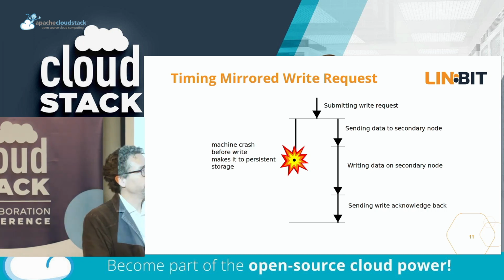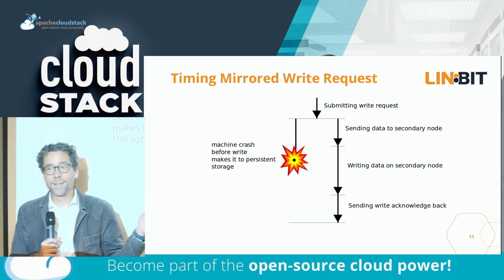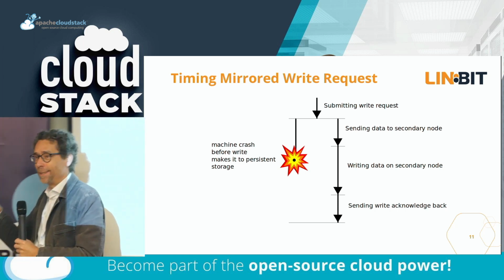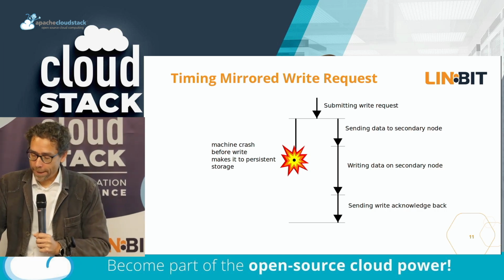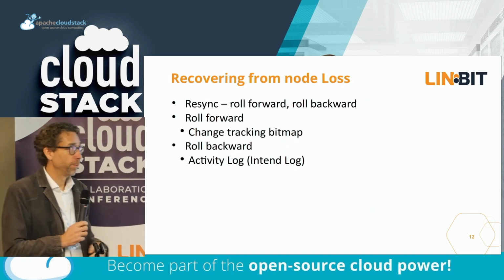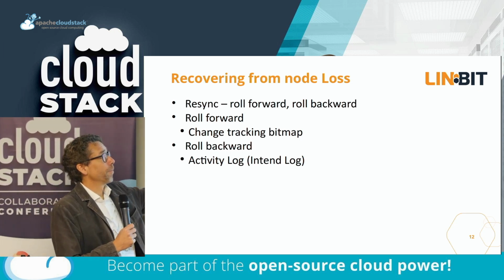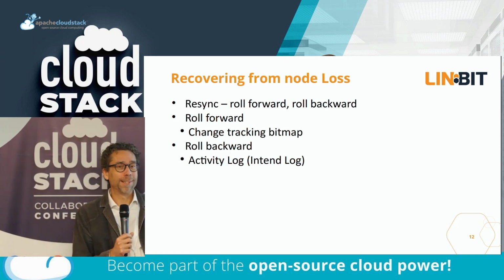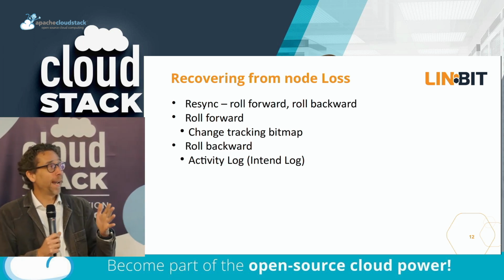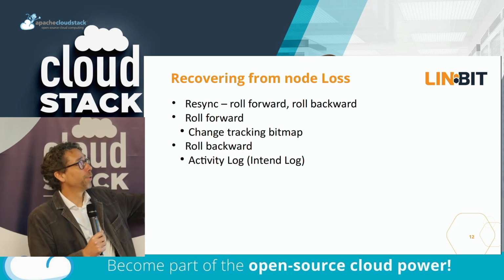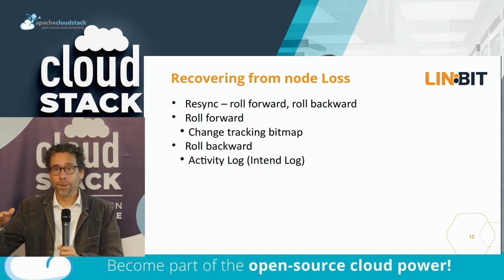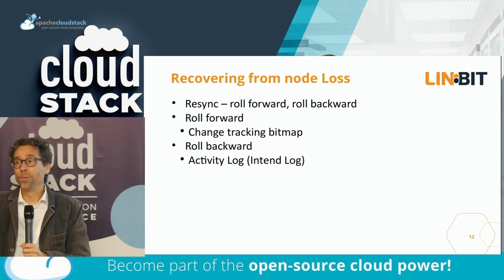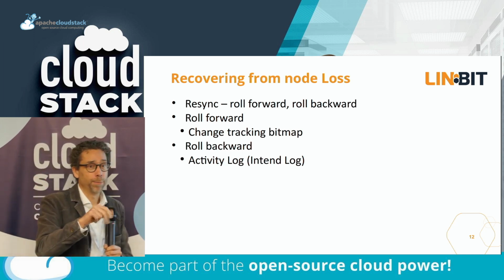So if we recover in this situation, what we need to do is we need to roll it back, right? So this is like the second requirement, how we can recover from failures. So I hope my timing diagrams and my talking brought the point across. We need to handle two scenarios. We need to be able to roll forward. That is the change tracking bitmap. A node goes down, it comes back. How can we reintegrate it? We need to send over what was written in the meantime, change tracking bitmap.